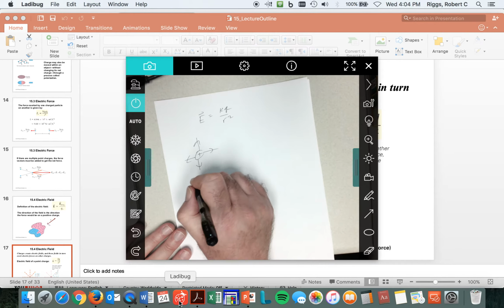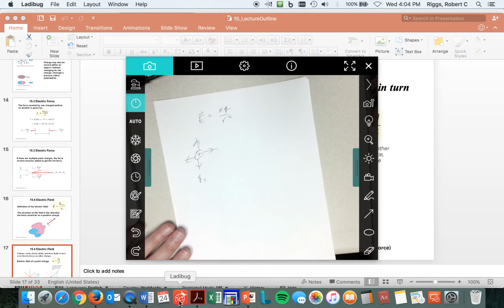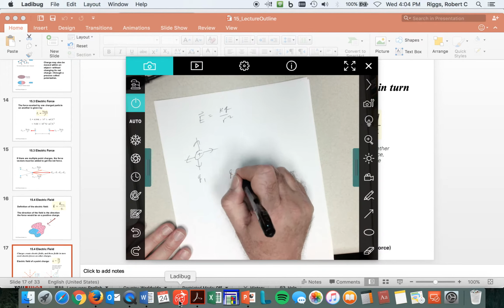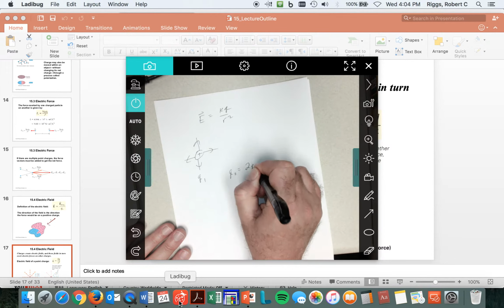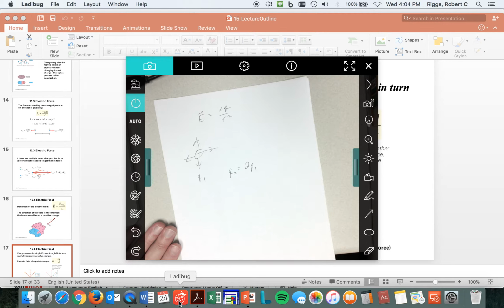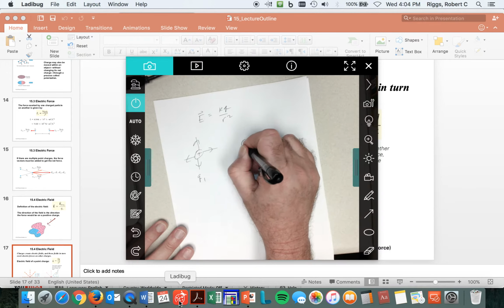Okay. Say this is Q1. And let's say Q2 equals 2Q1. How would you draw that? What would it look like? You're right. It would look like this.